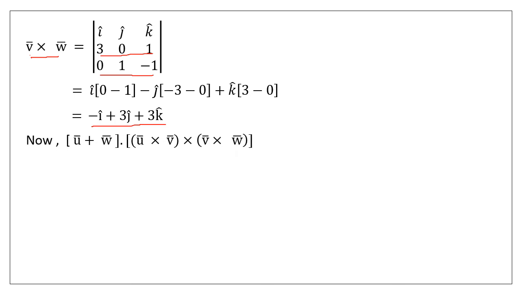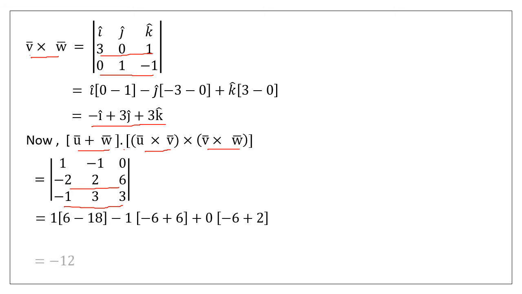Now write down the given quantity, that is u bar plus w bar dot u bar cross v bar cross v bar cross w bar, which is a scalar triple product. So equal to the order 3 determinant 1, minus 1, 0, minus 2, 2, 6, minus 1, 3, 3 by using 1, 2 and 3. After solving it, which gives us minus 12, which is a scalar quantity. So from this we conclude that the scalar triple product is a scalar quantity.